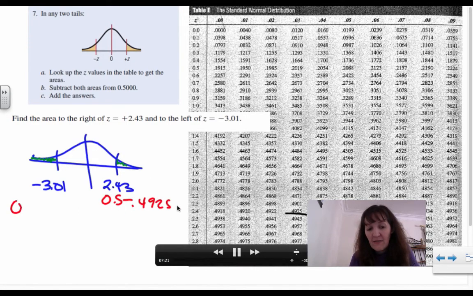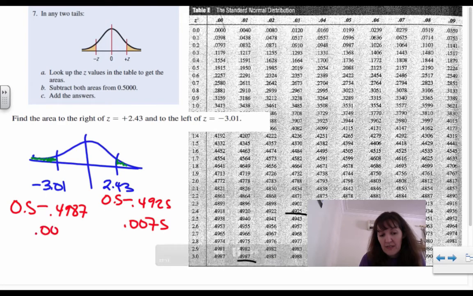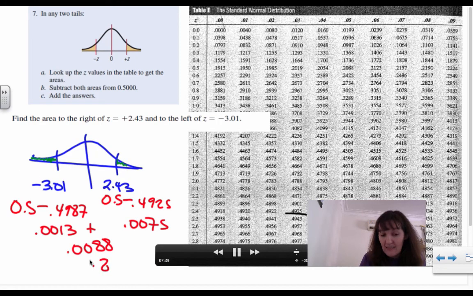Anyway, subtract from 0.5. That's what I do first: I subtract my values from 0.5. So I get 0.0075 and 0.0013. And I add those together to get the area of both of them combined, which is 0.0088, or 0.88%. A very, very small probability on this one.